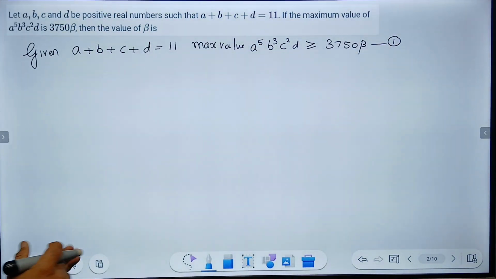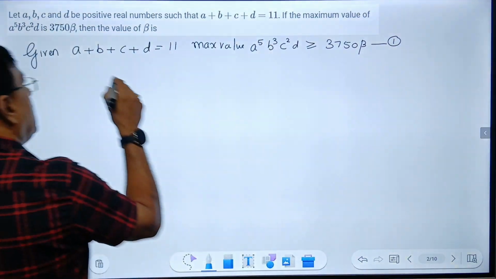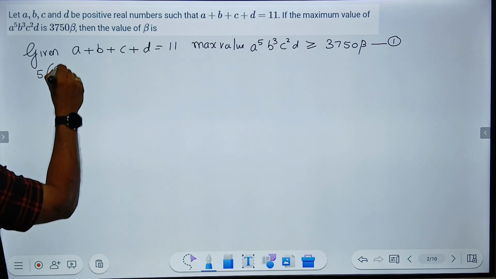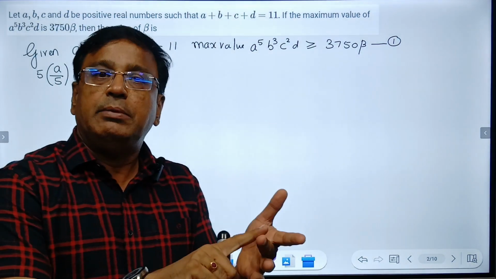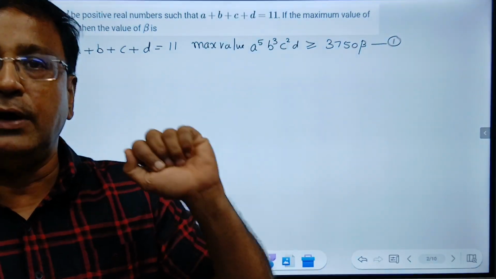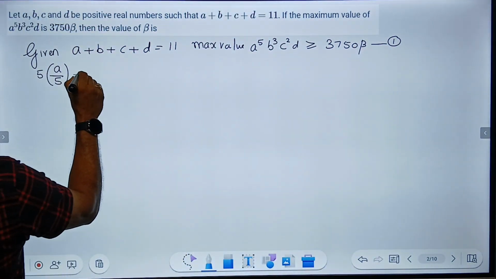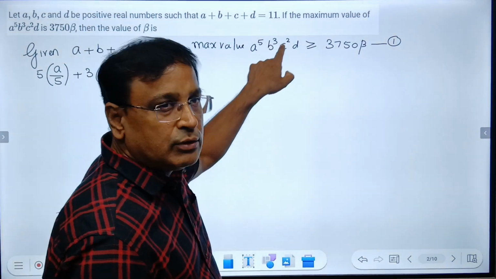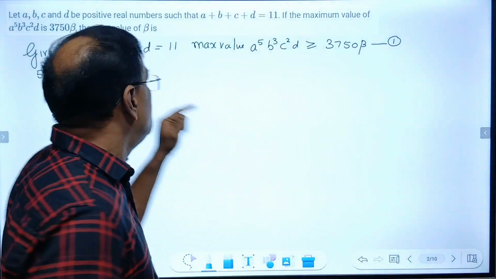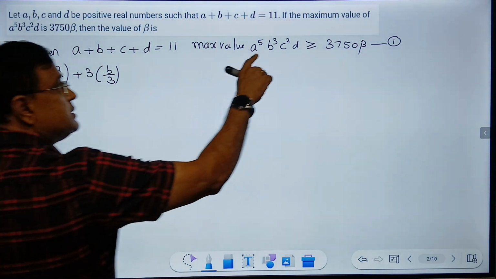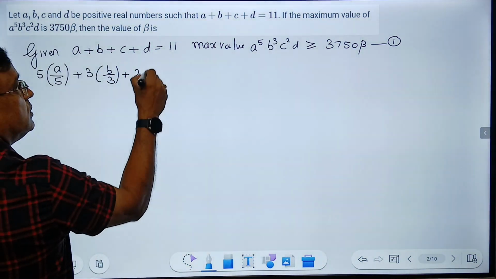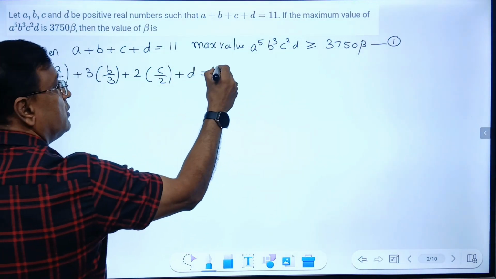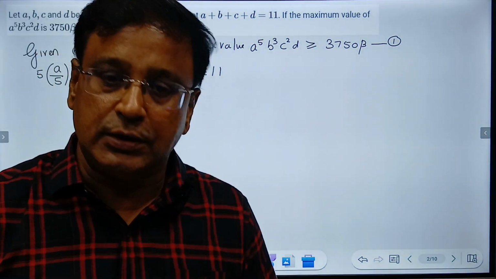Now what I will do, since this is A power 5, I am going to write A as A by 5 five times: A by 5, A by 5, A by 5, A by 5, A by 5. There are 5 A by 5s. And I am going to write B as 3 B by 3. Why do I write 3? Because it is B cube, I want 3 terms. Since it is C square, I will write C as 2 C by 2. D has no change. The sum is 11. This is what you have got, correct?